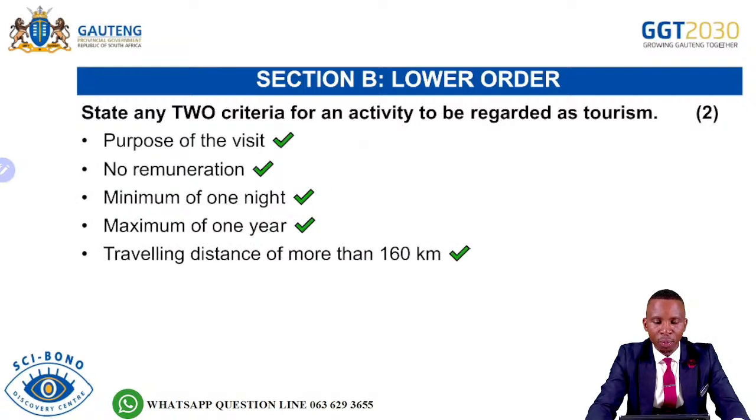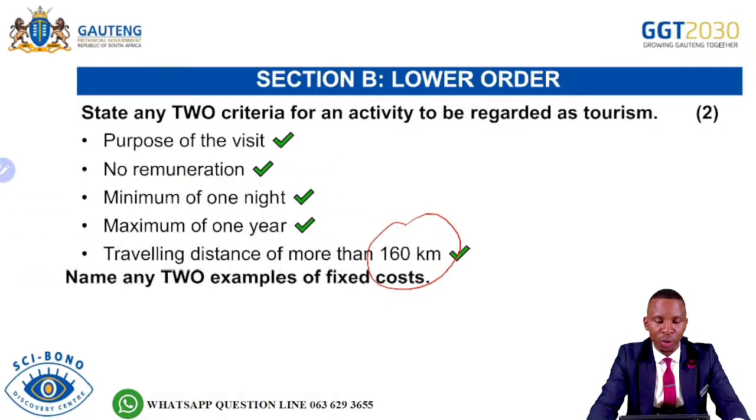Traveling distance from not less than 160 kilometers, should be 160 and above, meaning 161 kilometers and above. And that activity can be regarded as tourism, meaning a person leaving from the usual place to an unusual place should be traveling above 160 kilometers for that trip. Then we can regard that as tourism.